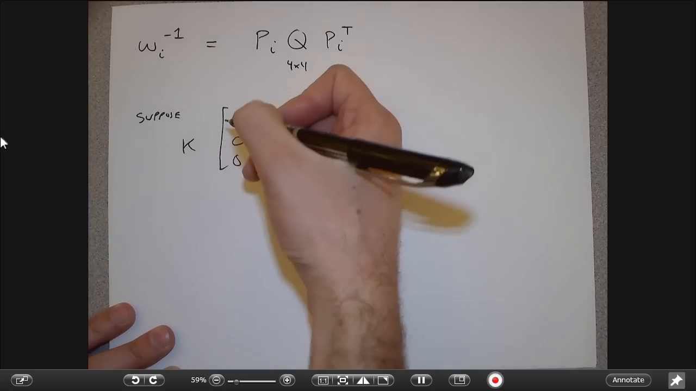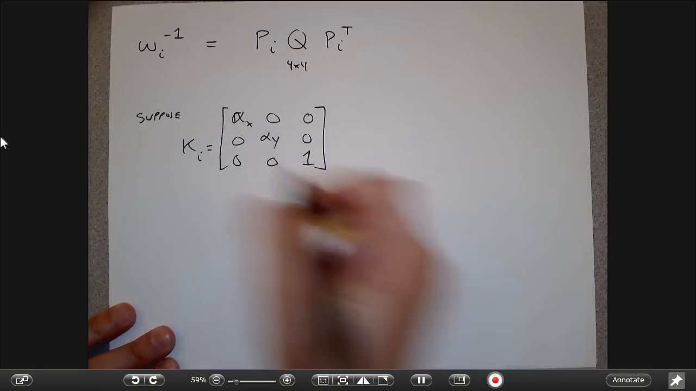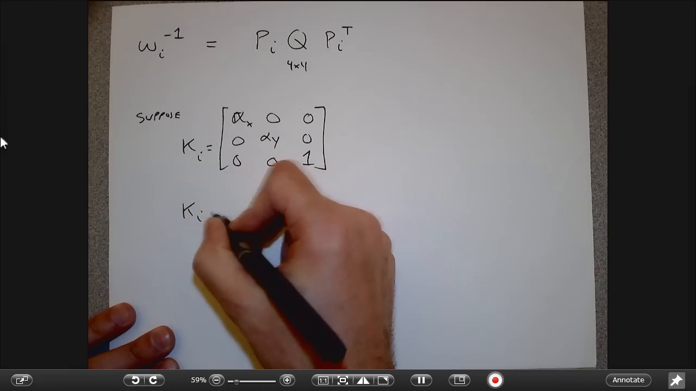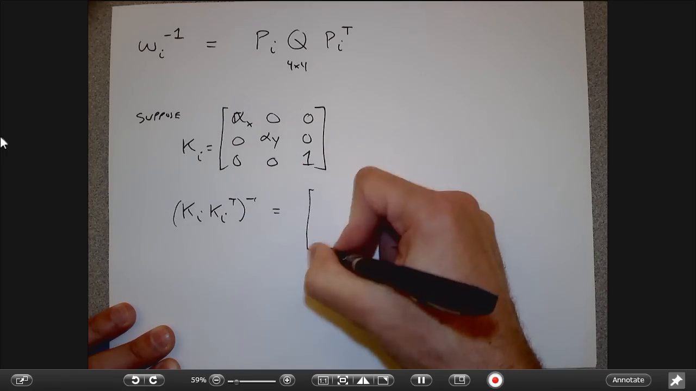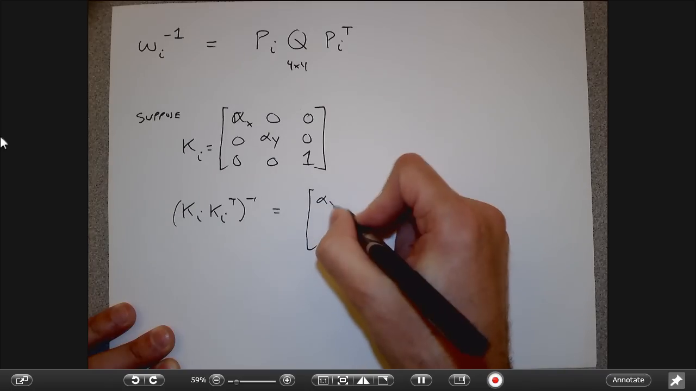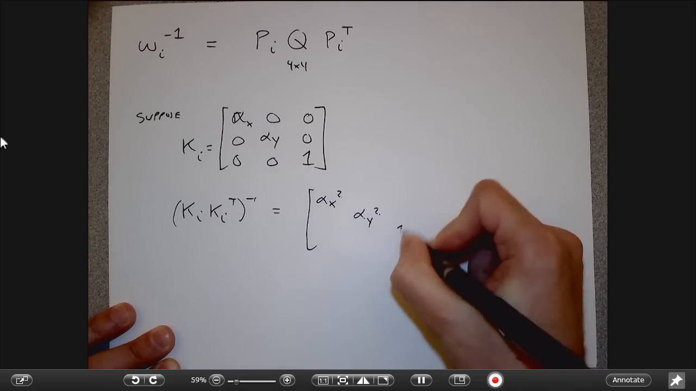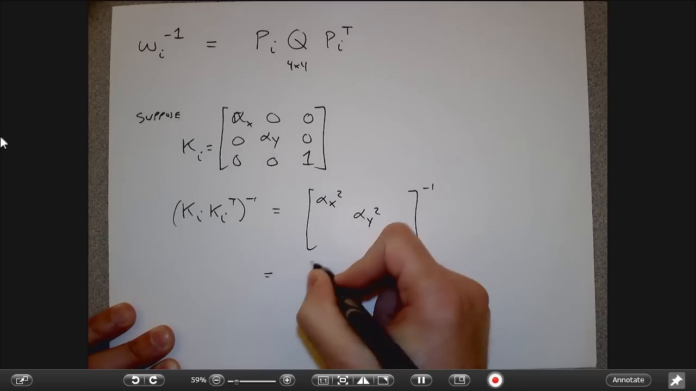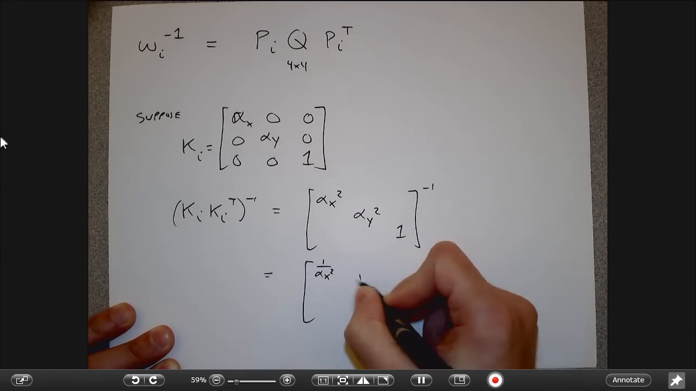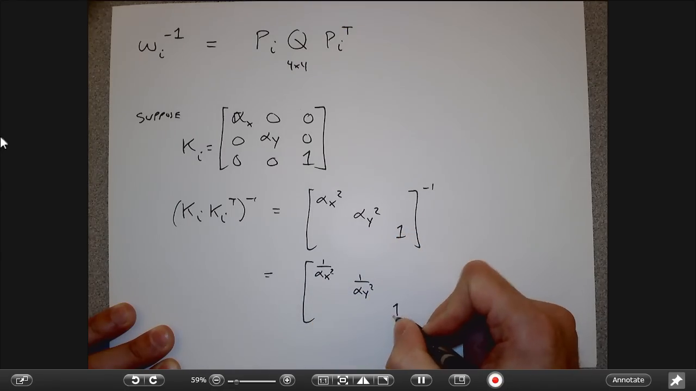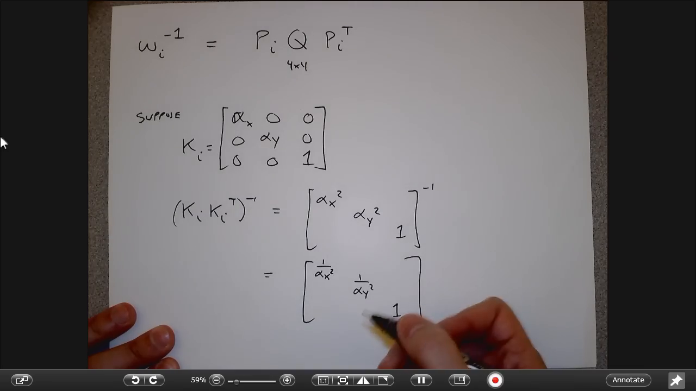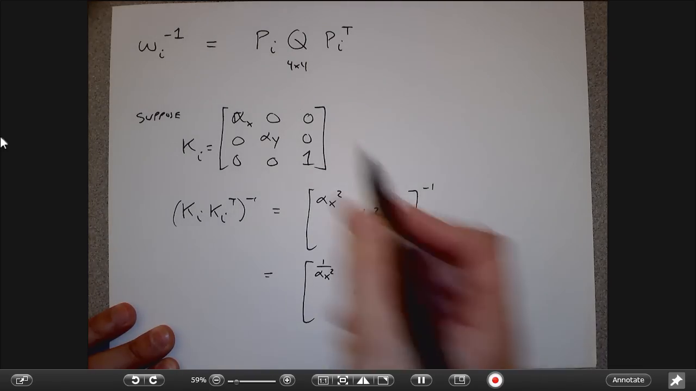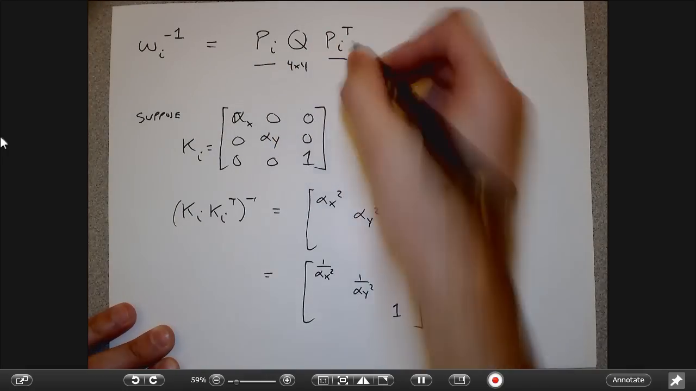Then let's look at the form of this omega. What I need to do is K_i transpose inverse, which is a really simple matrix to multiply by itself. I get alpha x squared, alpha y squared, 1, inverse, which is equal to 1 over alpha x squared, 1 over alpha y squared, 1. On the left-hand side, I've got a matrix that is very simple, lots of zeros. On the right-hand side, I have something that depends on the camera matrix I've got and this Q.